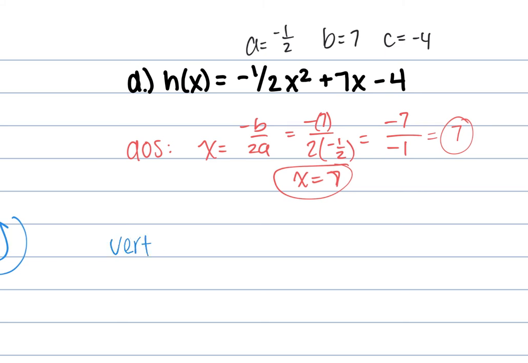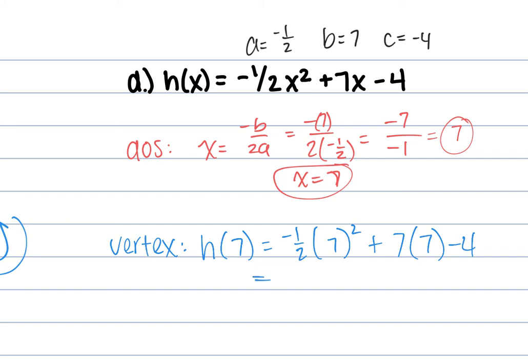And then it would be h of 7. Sorry. And then equals, and then you plug it in. So it would be negative 5 times 7 squared plus 7 times 7 minus 4. Excellent. And then 7 squared is 49.